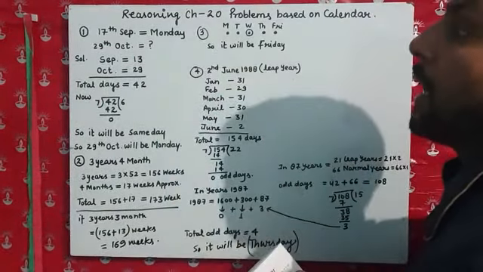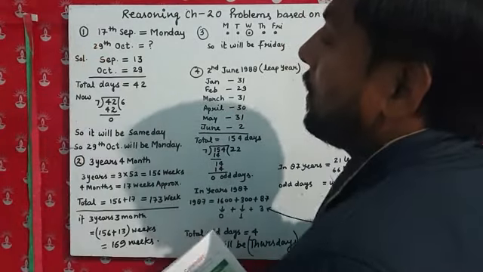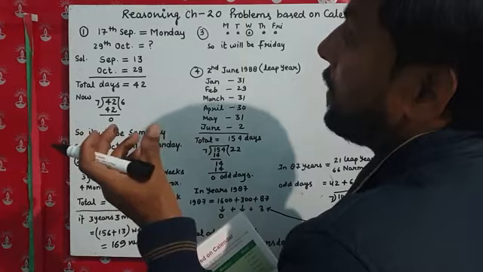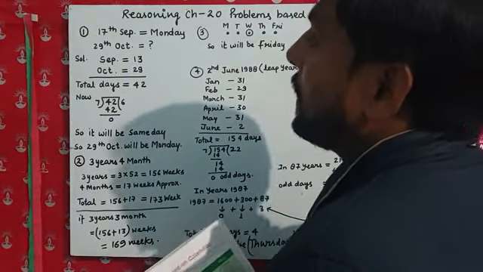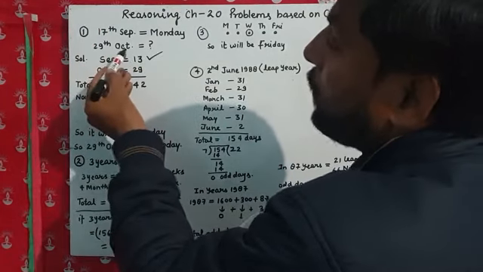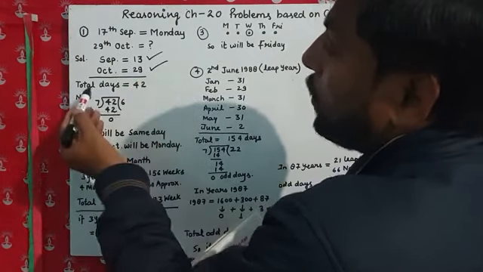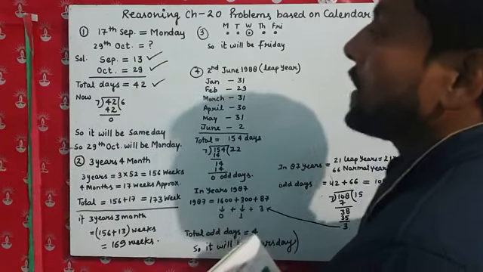So simply what we have to do is, in September, how many days are remaining. As we know that September has 30 days, so here 13 days are remaining. Now in October we have to take the 29 days. So the sum is the total days, which are 42.